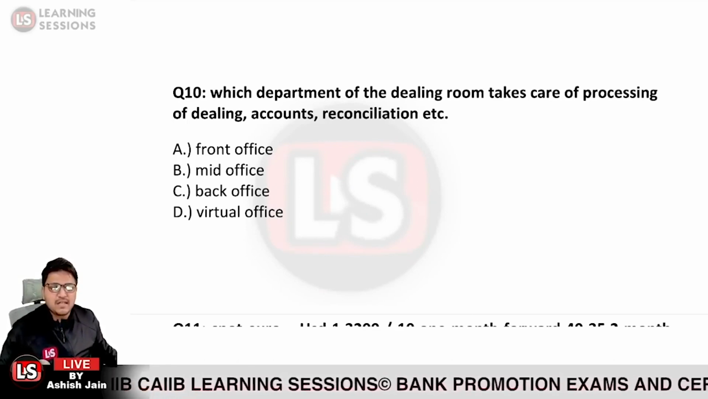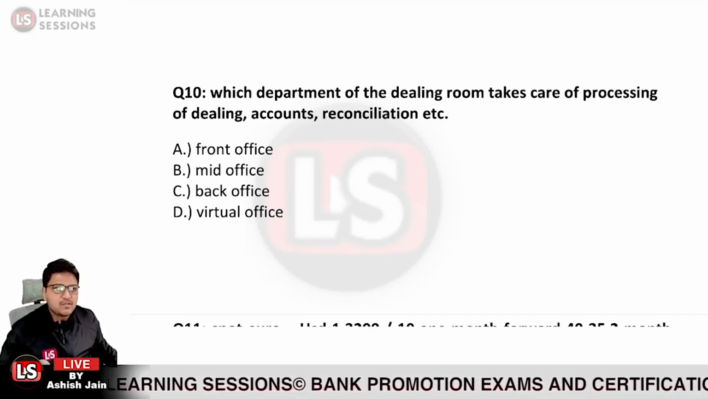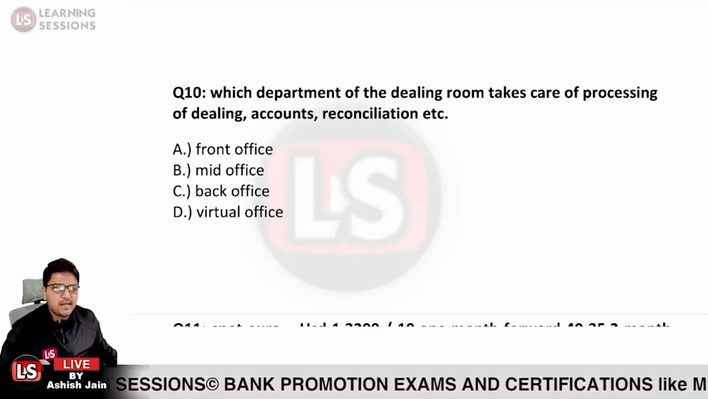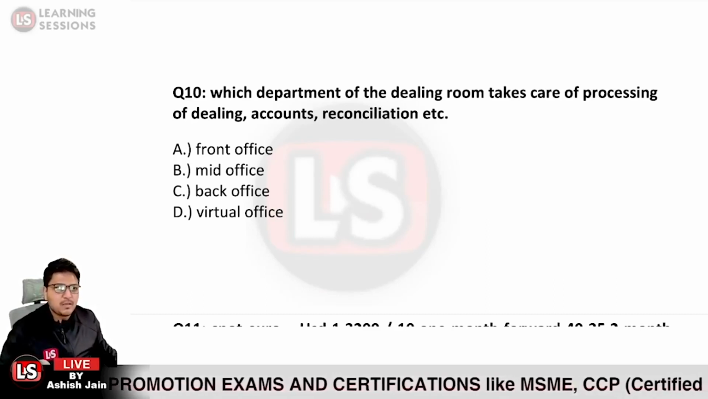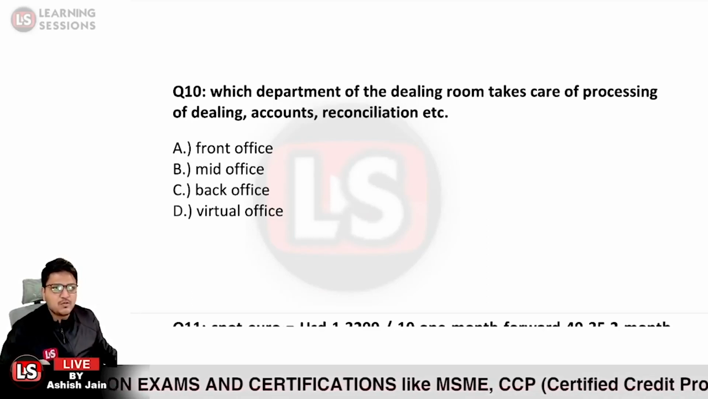It's the back office that takes care of that. The mid office is responsible for risk management, and the front office is the main office, which deals particularly with the different counterparties. Option C over here is the right answer.